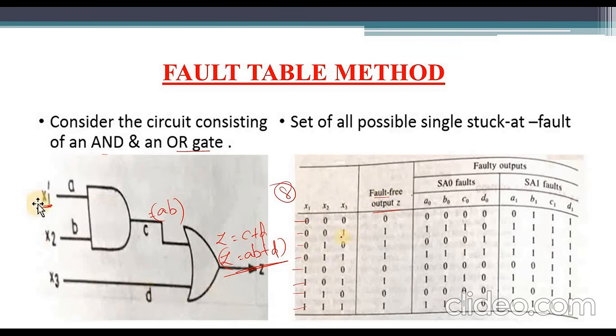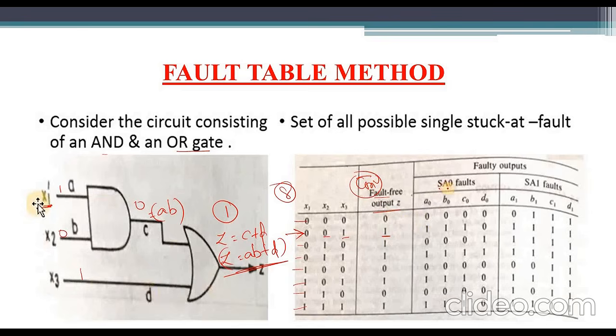Let us consider this particular input 0, 0, 1. X1 is 0, which is inverted to 1. X2 is 0, and X3 is 1. So 1 AND with 0 is 0, and 0 OR with 1 is 1. It is a fault-free output. If there is no fault in the circuit, we can get all these conventional outputs. So this is the fault-free output Z.